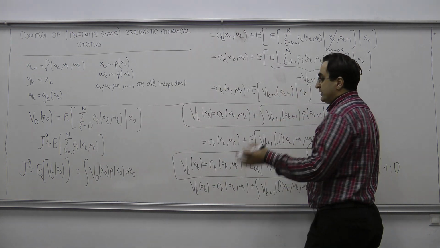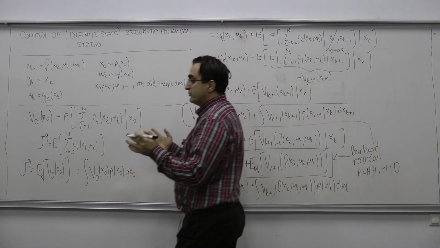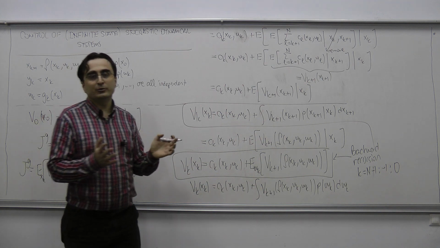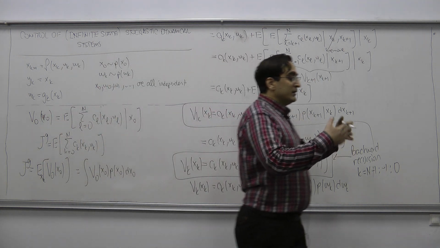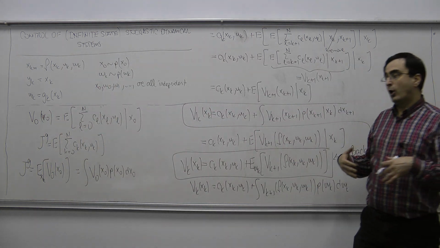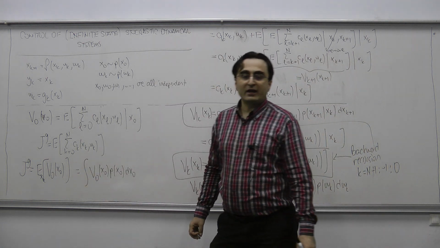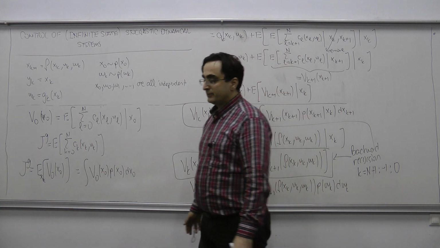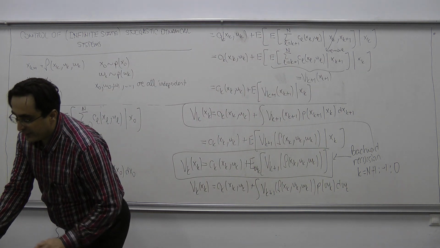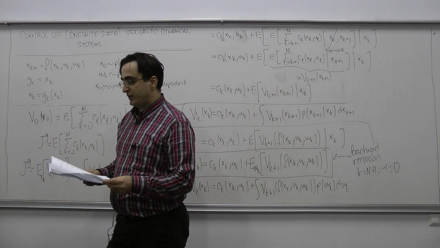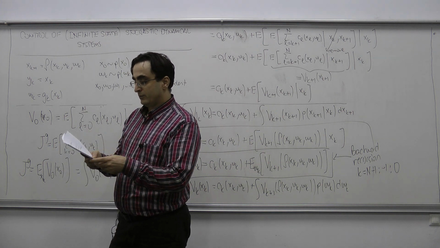So we will start with Vn. We know what we need to set Vn to. And then we go backwards. We calculate V0. And then we take the expected value of V0 with respect to x0 to calculate the final cost. This is the recursive calculation procedure for the cost.